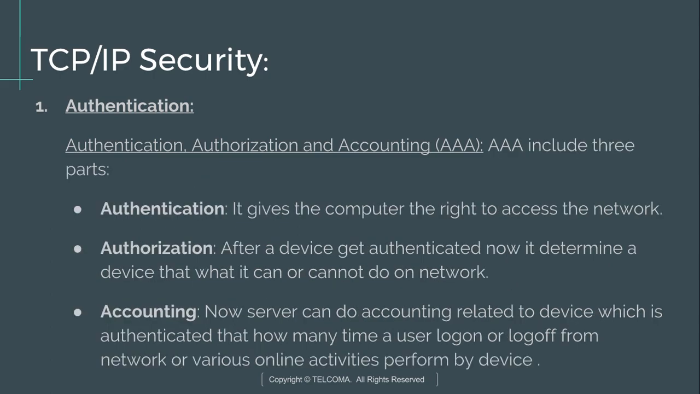AAA includes three parts: authentication, authorization, and accounting. In authentication, it gives the computer the right to access the network. Then there is authorization. After a device gets authenticated, it determines what the device can or cannot do on the network. Then there is accounting. Now the server can do accounting related to the authenticated device, such as how many times a user logs on or logs off from a network, or various online activities performed by the device.